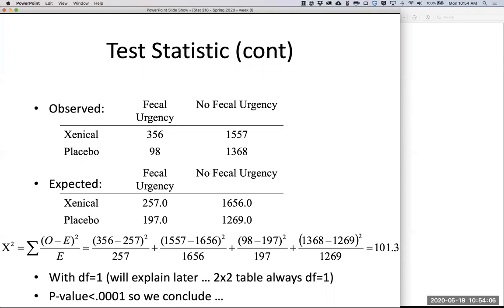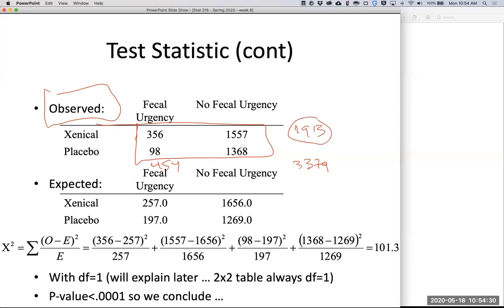So I always recommend writing out the following. There's the observed table with the actual real data, yay, and then there's a corresponding expected table. And we found, again, 1,913, 454, 3,379 from the 1,913 row total times 454 column total over the total of the table 3,379, we get our expected count of 257. And if you expect 257 of the 1,913 individuals to have had fecal urgency, you would expect the rest would not have had fecal urgency.